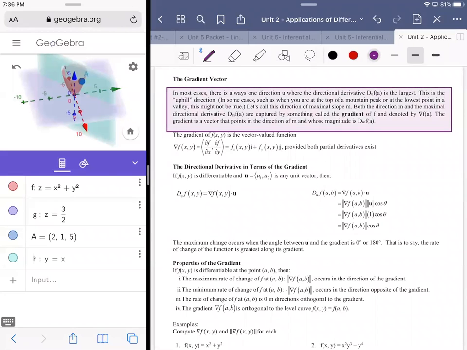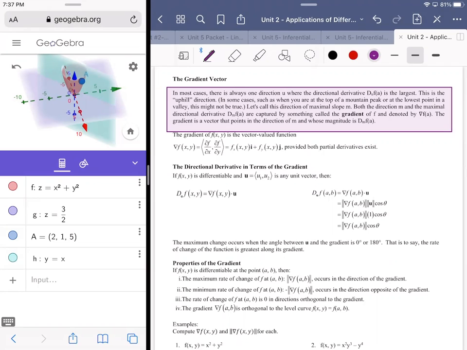All right, in most cases, there is always one direction u where the directional derivative is the largest. This is the uphill direction, typically. In some cases, such as when you're at the top of a mountain peak or the lowest point in the valley, this might not be true, of course, because, even though the direction in which the derivative is the largest, and remember, don't ever forget, derivative is rate of change. Derivative is slope, right? So there's always the potential to have a derivative, even though you may not necessarily make use of it, right?